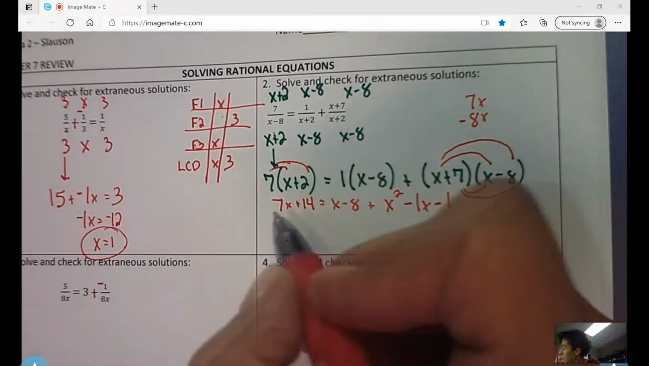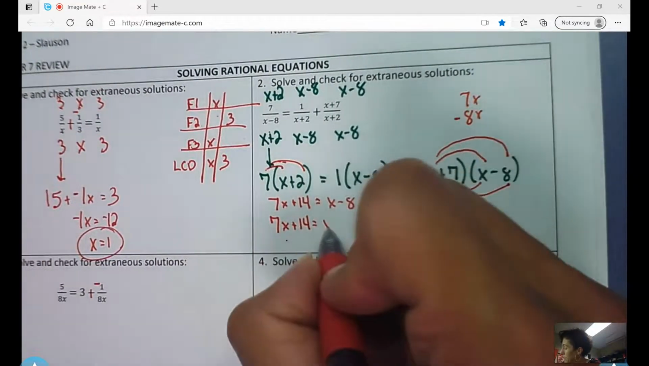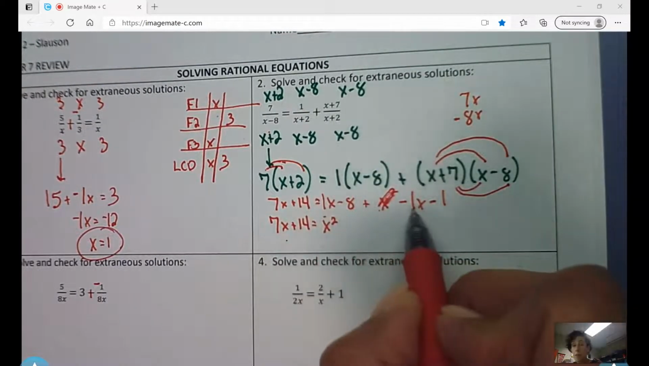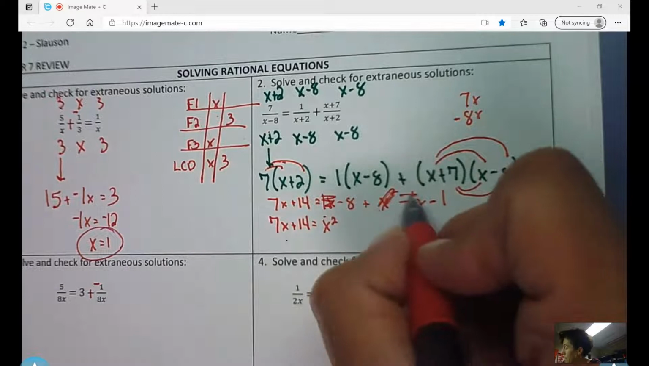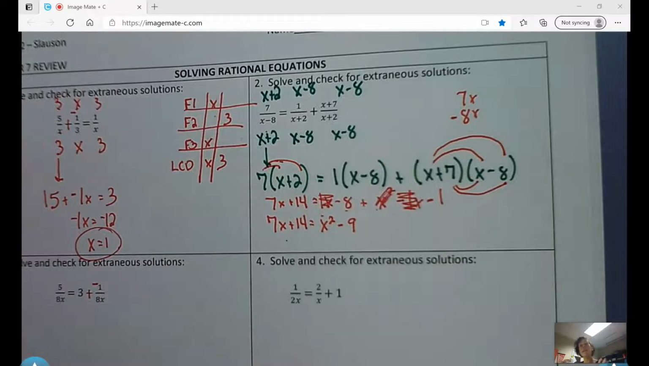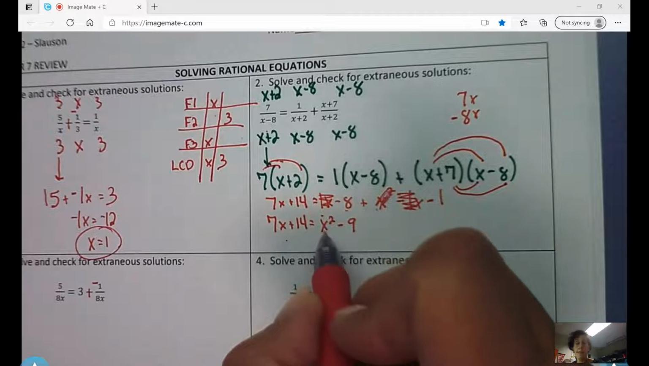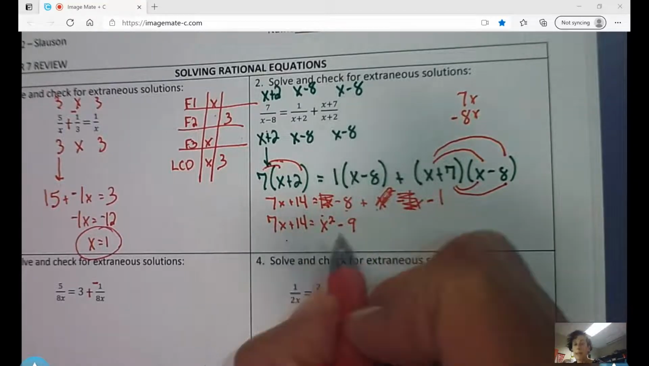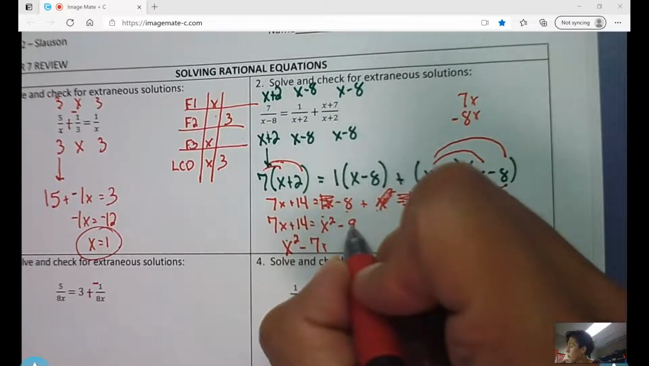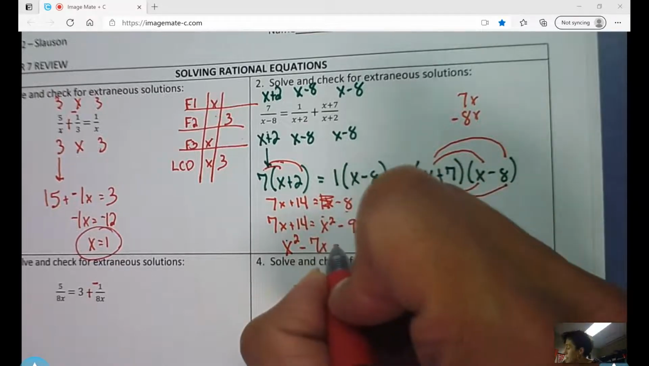So left side will stay here. Let's clean up the right side a little bit. So I have an x squared. The 1x here and the negative 1x here will cancel out. And the negative 8 and the negative 1 will make a minus 9. And now, because I do see more than one type of x, I'm going to bring everything over and let the leading term in standard form be positive. So I'm going to subtract the 7x over. And then I'll subtract the 14, which when joining with the 9 gives me a negative 23.